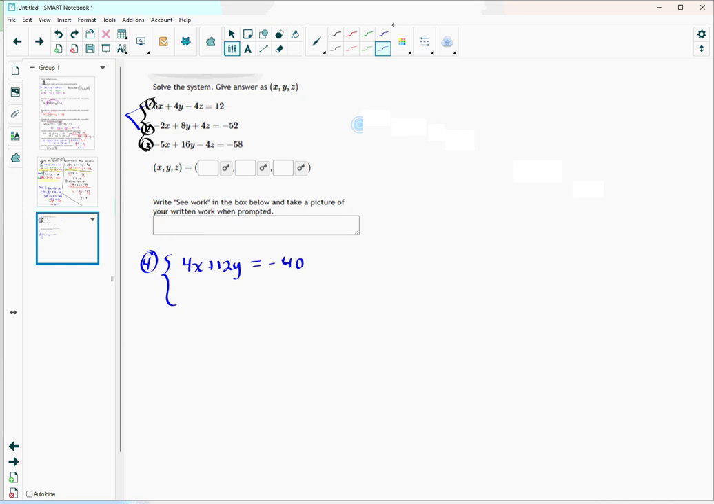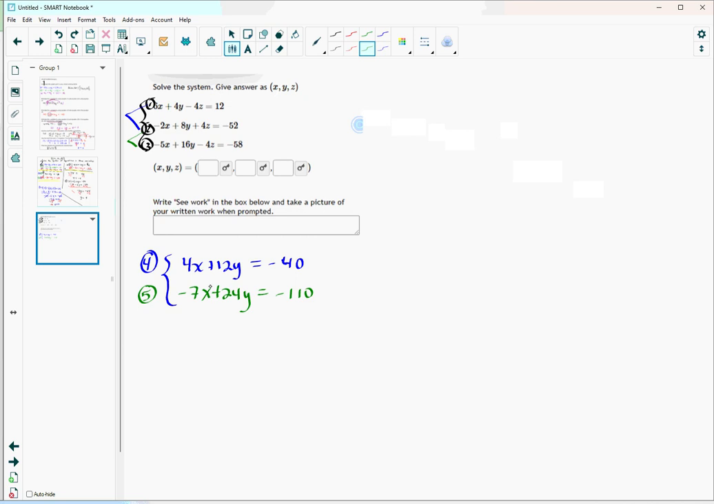Okay. Then I'm going to combine equation 2 and equation 3 to give me my fifth equation. So -2x and -5x gives me -7x. Positive 8y and positive 16y gives me positive 24y. The z's again will cancel out to 0. Then -52 plus -58 leaves -110. And I have finished the first major phase, which is to come up with a new system of 1 fewer equations and 1 fewer variable.